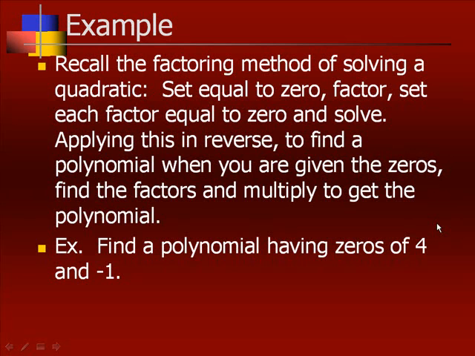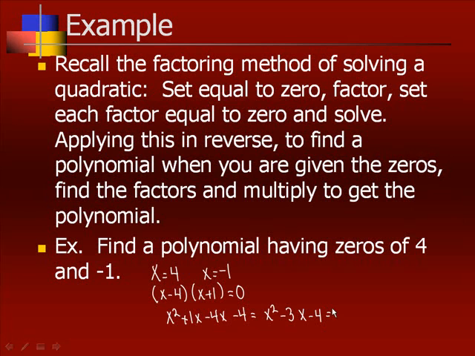For example, find a polynomial having zeros of 4 and negative 1. Well, that means x is 4 and x is negative 1. If the zero is 4, then the factor was x minus 4. Or if x equals negative 1, the factor was x plus 1. So if we multiply those together, we get x squared plus 1x minus 4x minus 4, or x squared minus 3x minus 4.